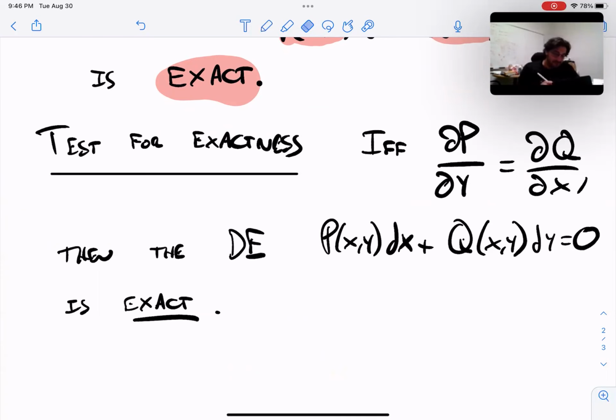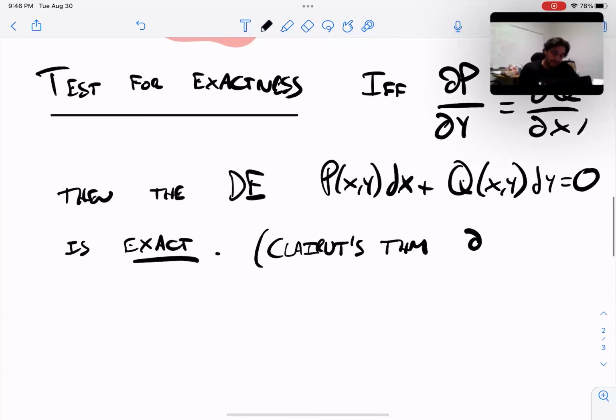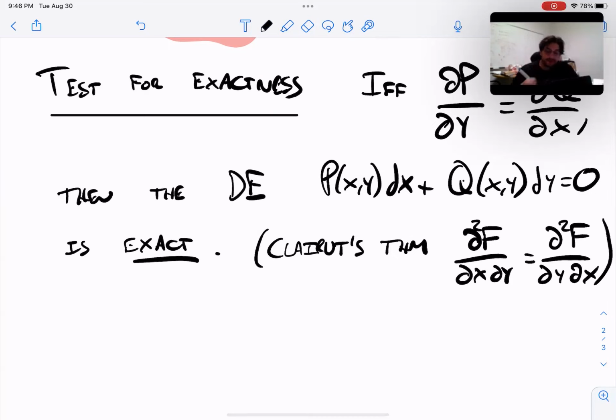Well, this is essentially a consequence of Clairaut's theorem, right? That mixed partials are equal. If you do the derivative with respect to x then y, or y then x, you get the same thing. This is actually just a slight restatement of that.